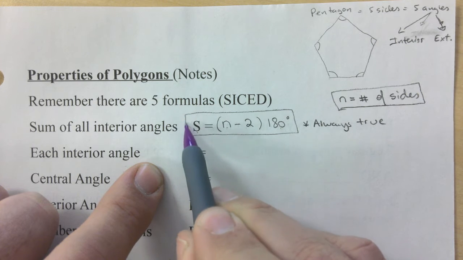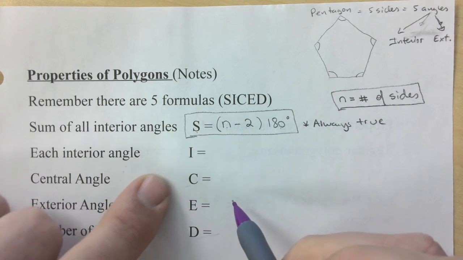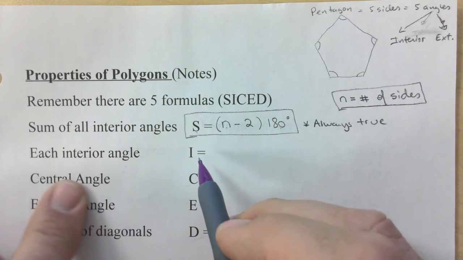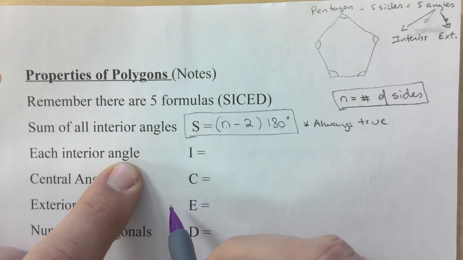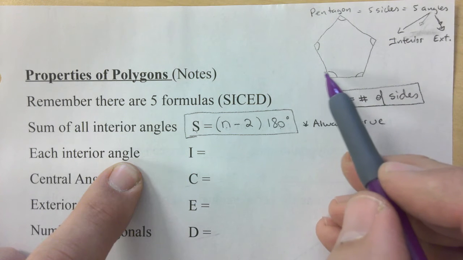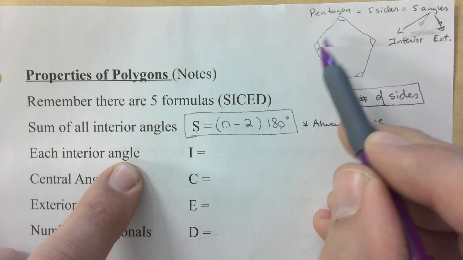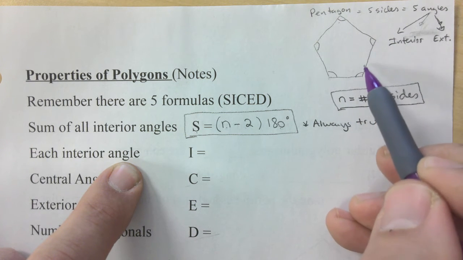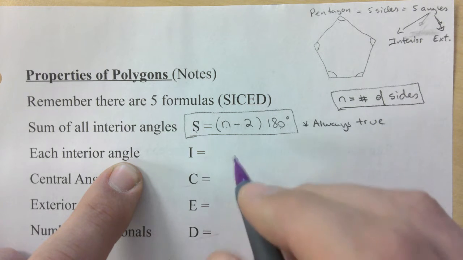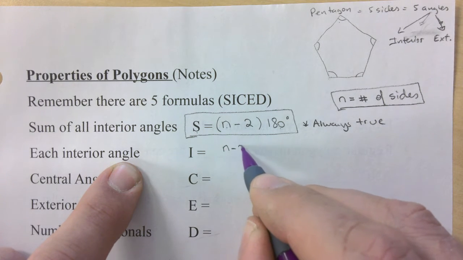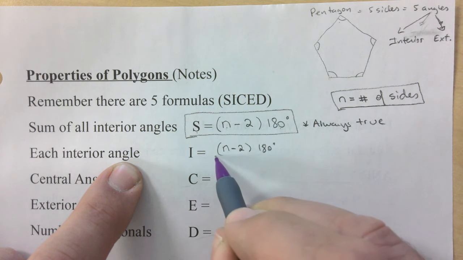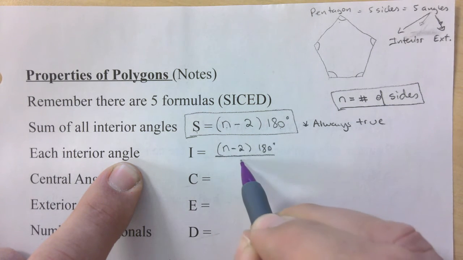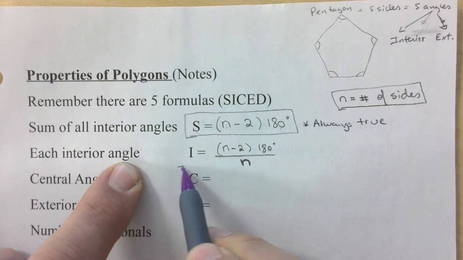which, by the way, most of these are on your formula sheet, right? This is, if you wanted to know each interior angle, like what does each one of these individually measure? So for an equilateral triangle, we know it's 60, right? You would have to go n minus 2 times 180 divided by the number of sides. That's your formula for that one.